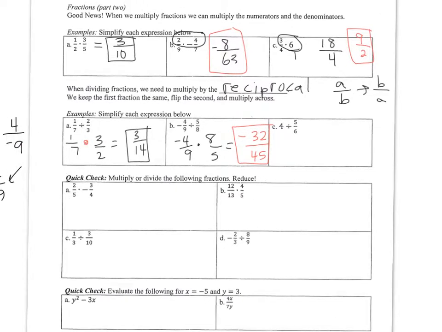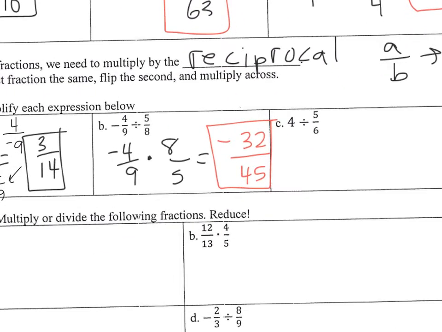So over here for my answer, it didn't really matter if I left my answer with the negative on the top, the numerator, the denominator, or in the middle. Letter C. I'm going to write this whole number as 4 over 1 times 6 over 5, because I'm dividing fractions. So this is 24 over 5, and it does not reduce.